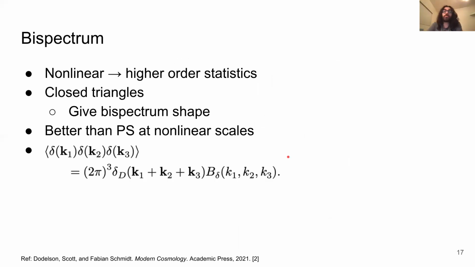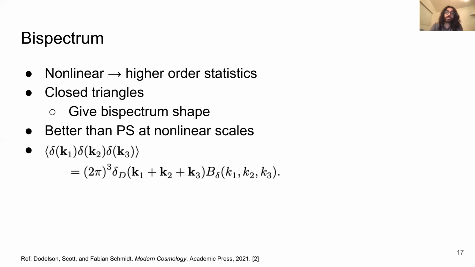So in the linear regime, the power spectrum, or the 2-point correlation function, contains all of the statistical information of the field. And what that means is that the odd numbered correlation functions are all just 0, and the even ones can all just be written in terms of the 2-point correlation function. But once you introduce nonlinearity, the information starts to move from the power spectrum into the higher order statistics.